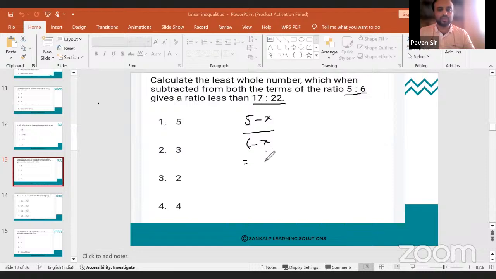So I can write it as 5 into 22, because you can write here 17 upon 22. 5 into 22 minus 22 into x. Multiply 5 into 22 and 22 into x. So 22 5s are 110 minus 22x. Okay.